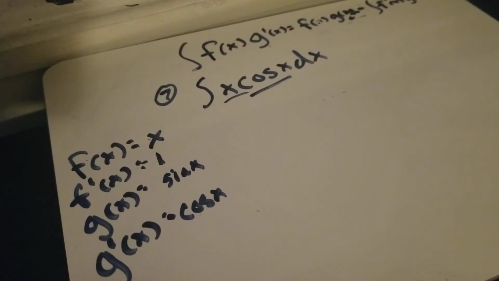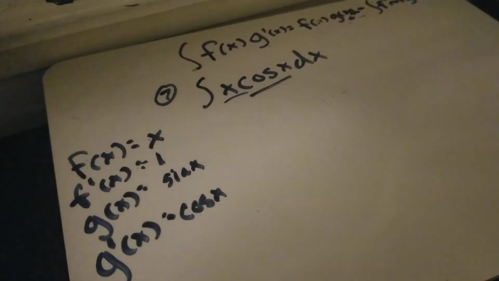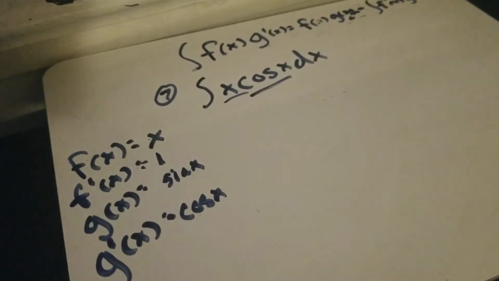But f of x, f prime of x, g of x, g prime of x, I already labeled them, and I pick f of x. I pick x to be f of x because it reduces down to 1, which is really nice. And cosine x could handle the job of being g prime of x because it just antiderives to sine of x, which is not more or less complicated.